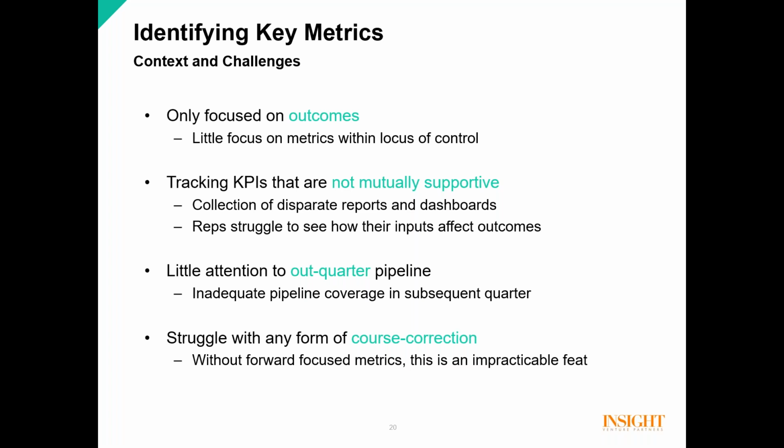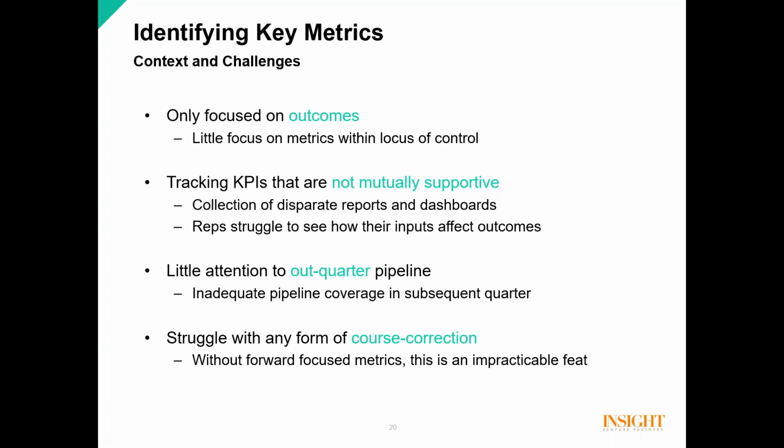The issue with this is outcomes are not within the locus of control of a seller. As much as I pound and try, I can't actually make a closed won deal happen, but I can do steps that lead to that deal. So we recommend focusing on more than just outcomes. The other piece is tracking KPIs that are not mutually supportive. This comes from Frankenstein KPIs, or KPIs that may have been implemented without the others in mind.